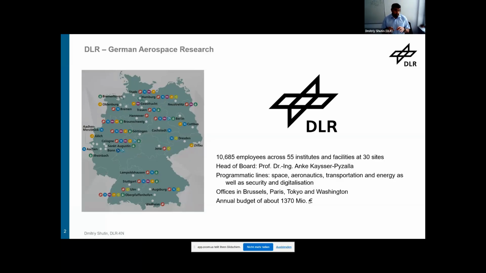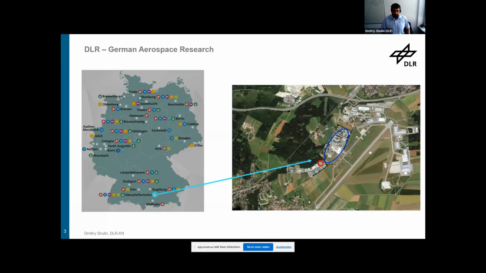We are, of course, primarily located in Germany. However, we have a few offices that represent our activities also in Brussels to have a better connection to the European Union, Paris, Tokyo, Washington, and we are effectively a government-funded research organization. So we do have some third-party funding, of course, but the main lump of our funding comes from the German government.